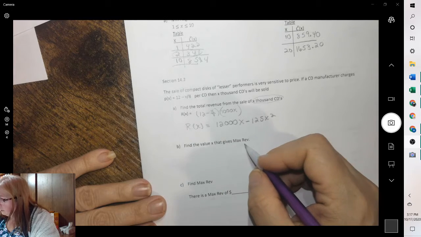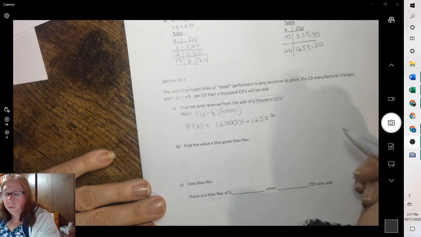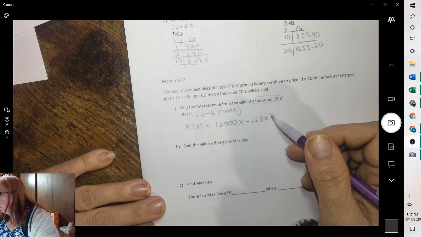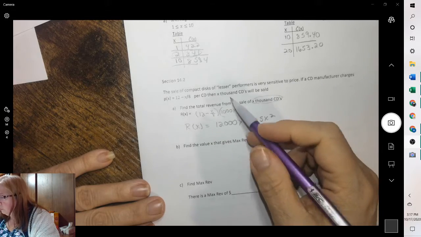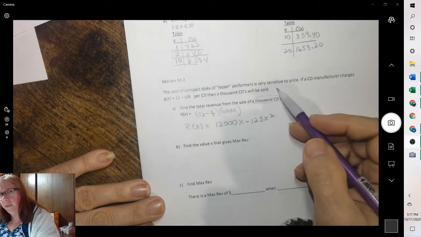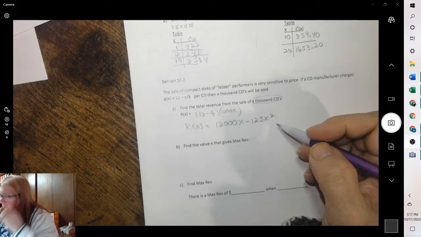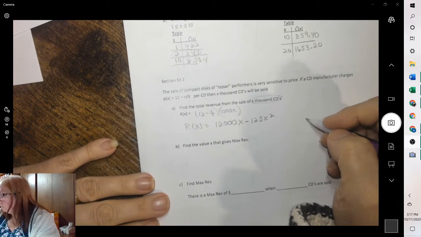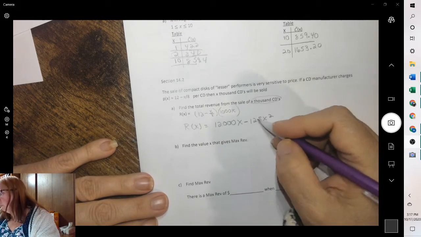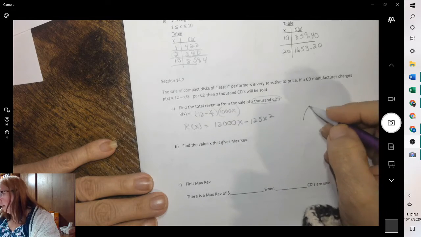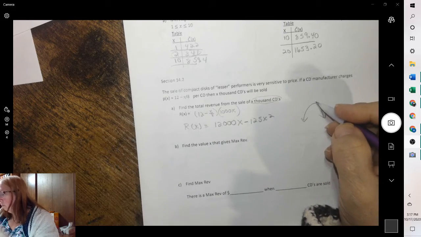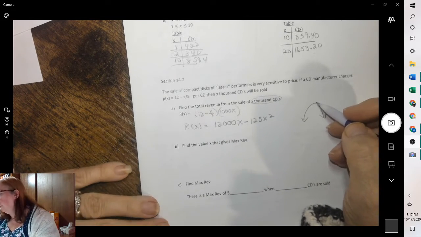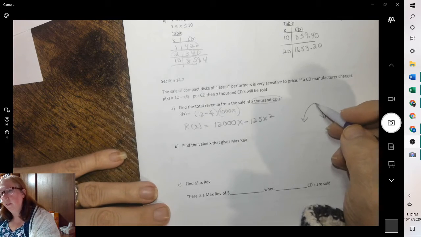Find the value of x that gives the maximum revenue. To find that, we need to find our critical numbers. Notice we weren't given endpoints here. Sometimes that happens. But we know x squared is a parabola and it's going down. So if we take the derivative and set it equal to 0, that will give us our maximum because that's the vertex.